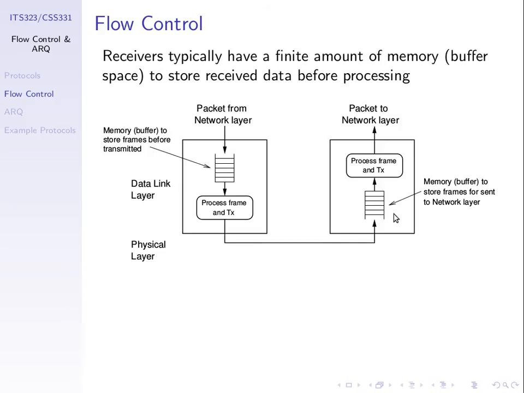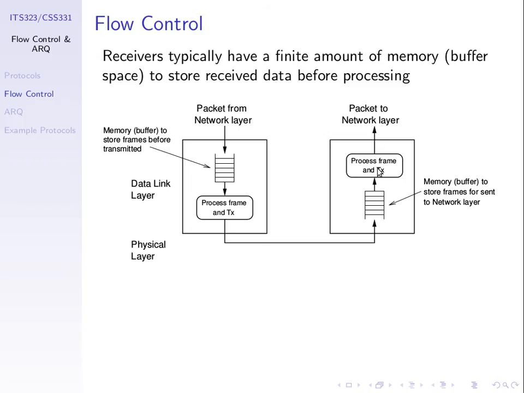From B's perspective, as it receives, we can think as frames are received, they're stored in some memory at computer B, a buffer, and then they are processed one at a time. So B receives a frame, looks at it, does some processing, and then sends it up to the user that needs to receive the data. Think of the packet to the network layer really means sending up to the user who's supposed to get the data.